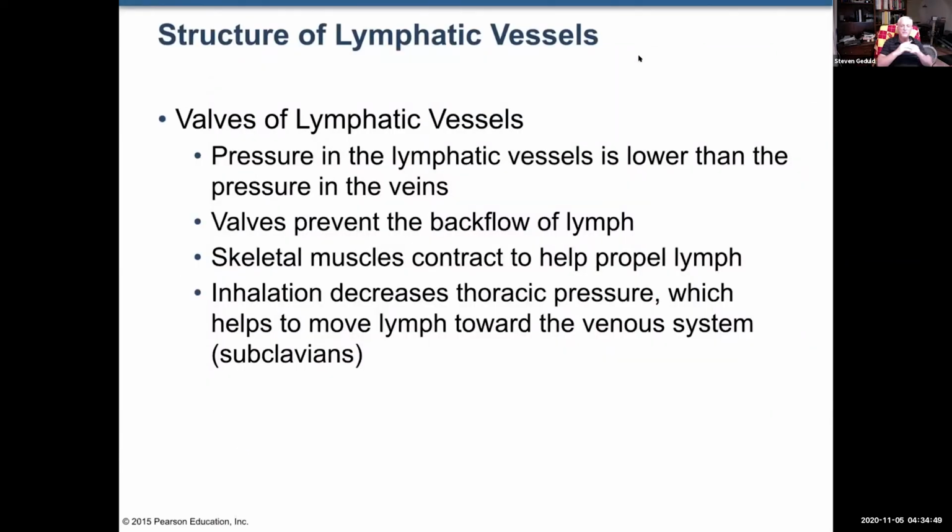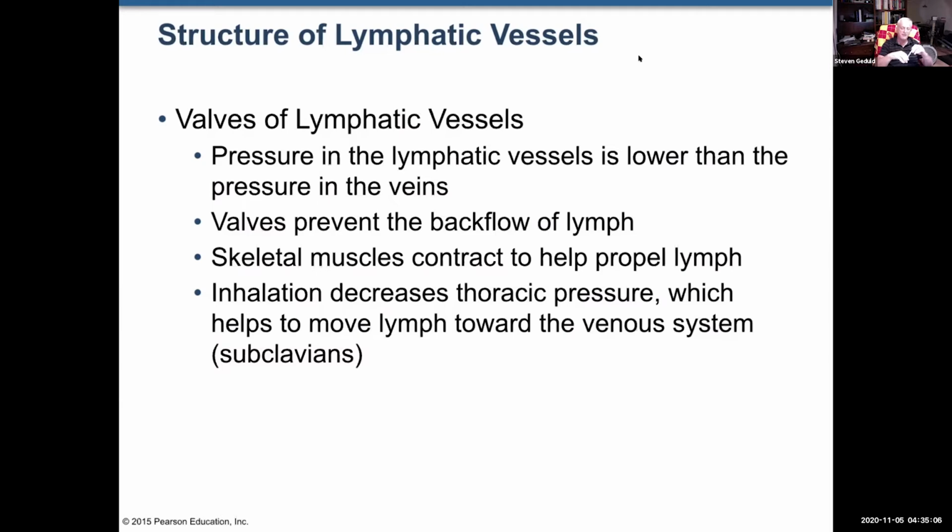Okay, so valves in lymphatic vessels. Pressure in lymphatic vessels is lower than pressure in the veins, right? Our lymphatic system runs about 30 millimeters of mercury. Our veins run around 120 over 80 or somewhere around that region. The blood gets pumped through our systemic system.